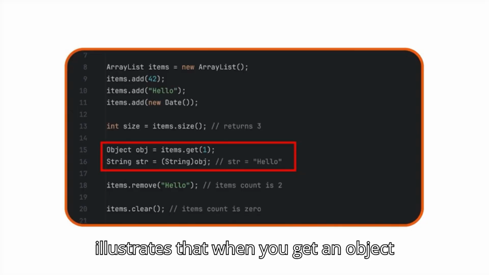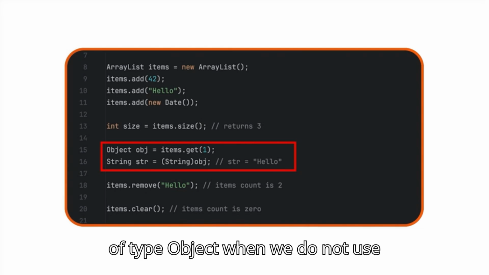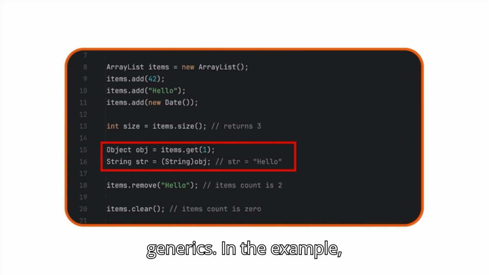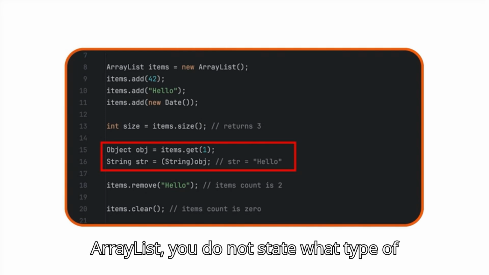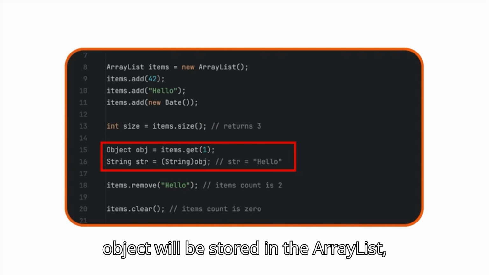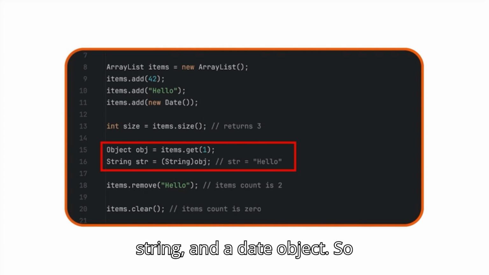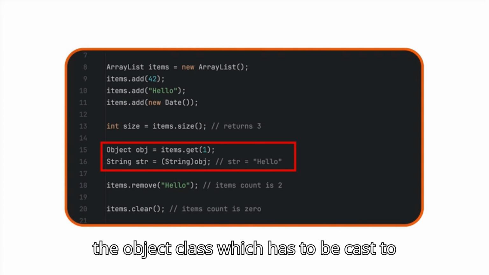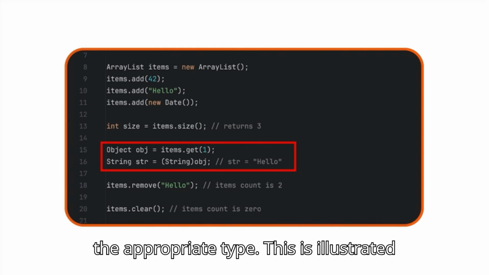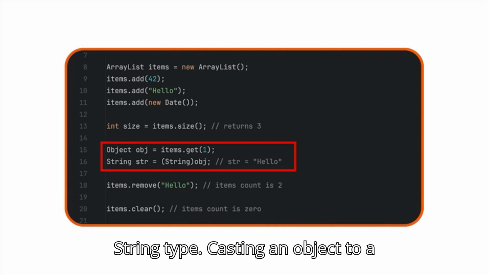This example illustrates that when you get an object from a collection, it returns an object of type object when we do not use generics. In the example, you can see that when you create the array list, you do not state what type of object will be stored in the array list, and so you have added an integer, a string, and a date object. So when you use get, it returns an object of the object class, which has to be cast to the appropriate type. This is illustrated in the code, which gets an object instance from an array list and then casts it to a string type.